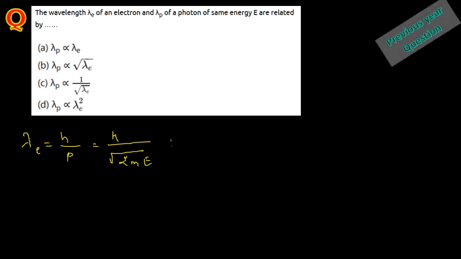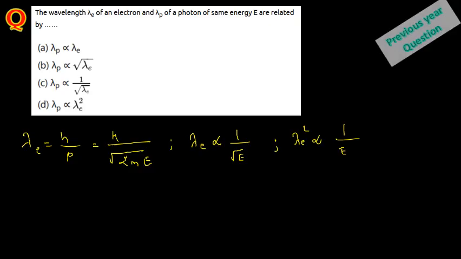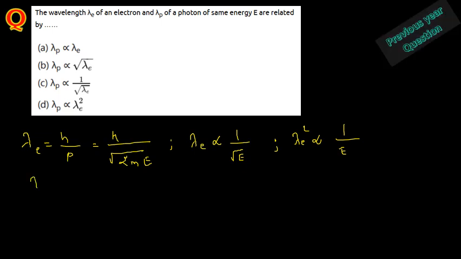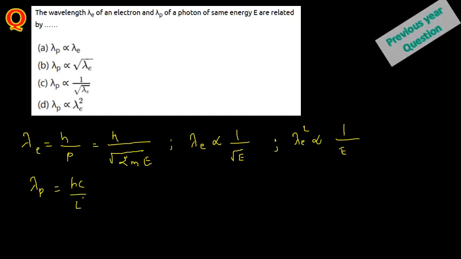Both are having the same energy. Here h is constant and the mass of electron is constant, so lambda is directly proportional to 1 over square root of E, or you can say lambda e square is proportional to 1 divided by E. This is about the wavelength of electron. Next, the wavelength of photon: lambda of p is equal to hc divided by E. This is about photon energy, hope you know this. Photon energy E is equal to h nu, nu is equal to c divided by lambda.